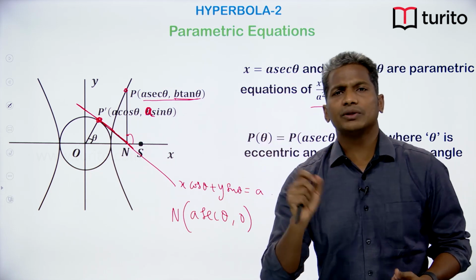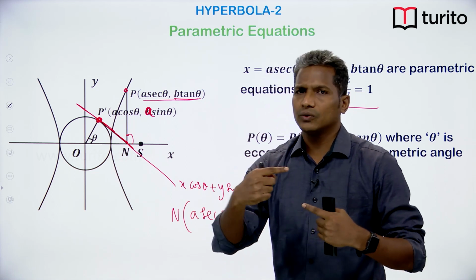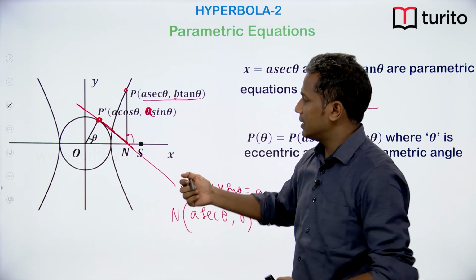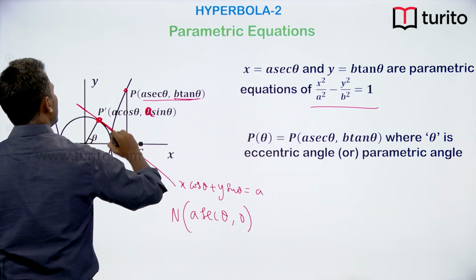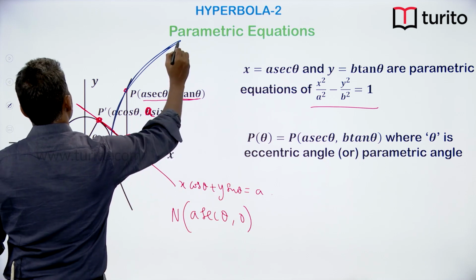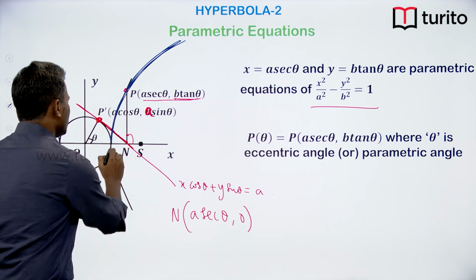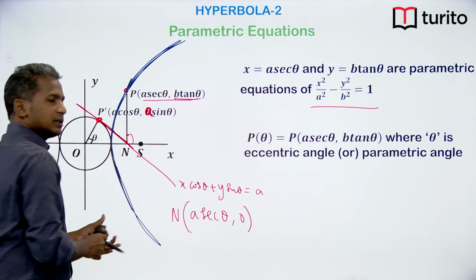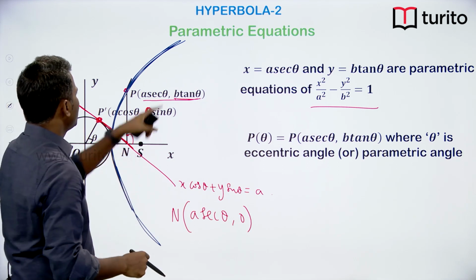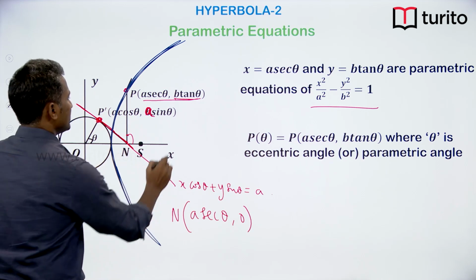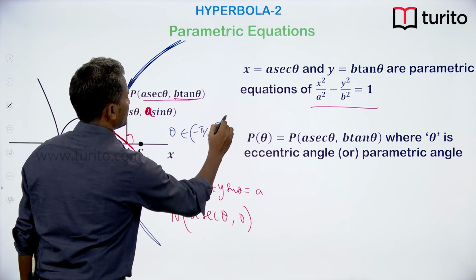Now, also observe the variation of theta. If theta belongs to 0 to pi by 2, 0 to 90 degrees, then our point on the hyperbola is going to vary in the first quadrant on the first branch of the hyperbola. Also, if I want the other part of the first branch, the angle must vary between minus pi by 2 to 0. So, for this right side branch, theta must belong to minus pi by 2 to pi by 2.